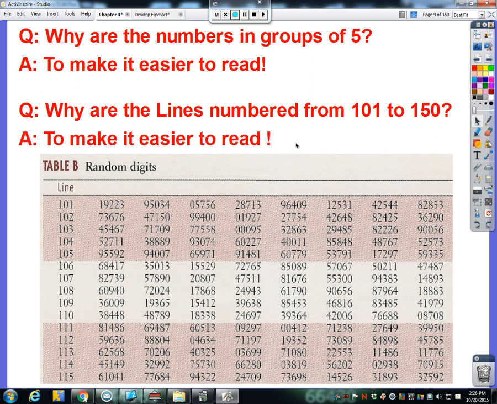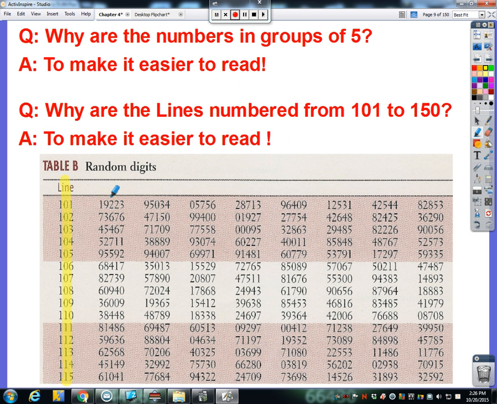You'll notice the random number table has a column listed for line numbers, and this just makes it easier to pick a certain spot on the random number table. So we don't always have to start at the very beginning, because if you always start at the very beginning of a random number table, it's not truly random then.